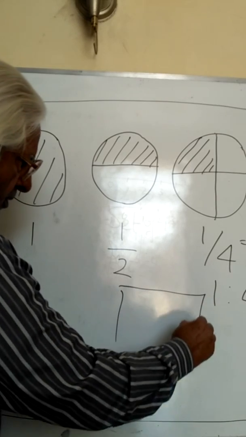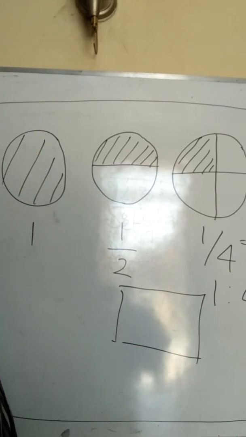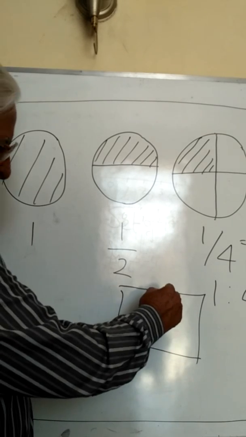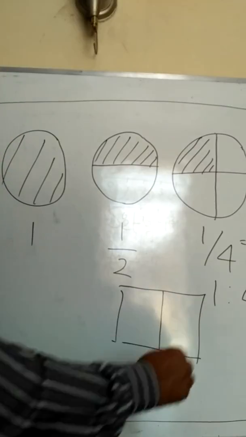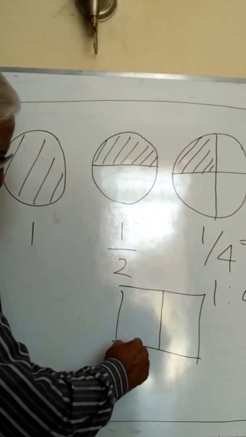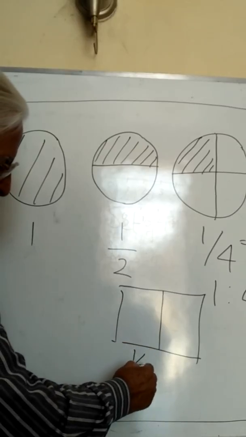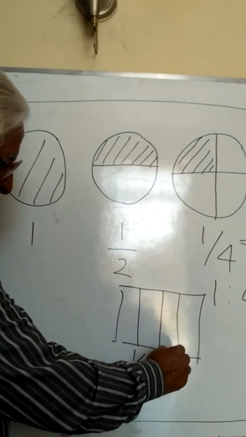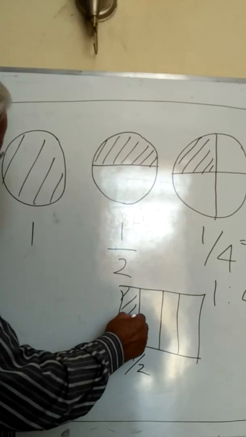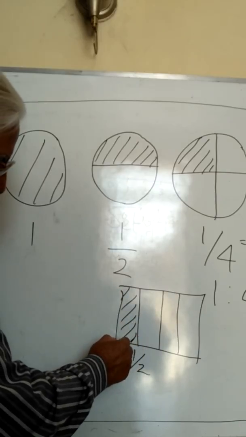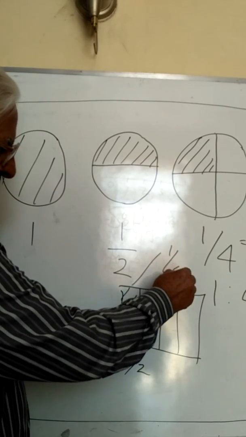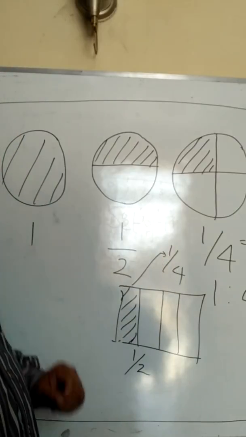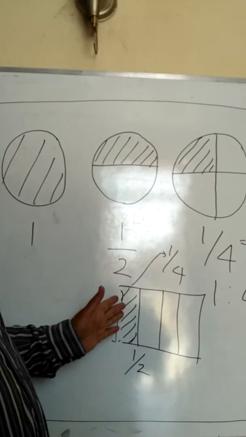See, this is one full, this is 1, this represents one rectangle. I can divide it into 2 parts and each part is 1 by 2. This is 1 by 2. And further also I can divide this into 4 parts. Now each part is, this part will be 1 by 4. This shaded portion is 1 by 4 because I have divided one rectangle into 4 parts.